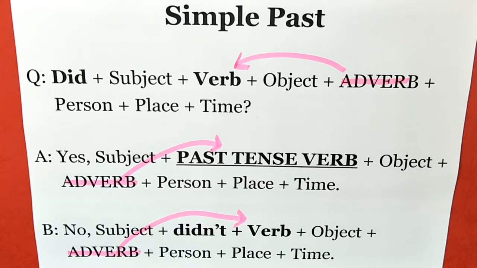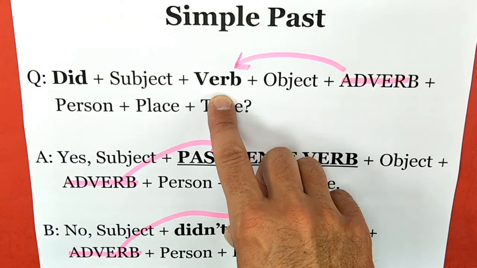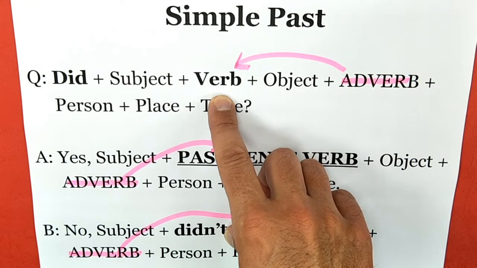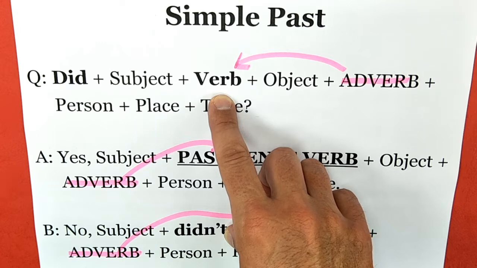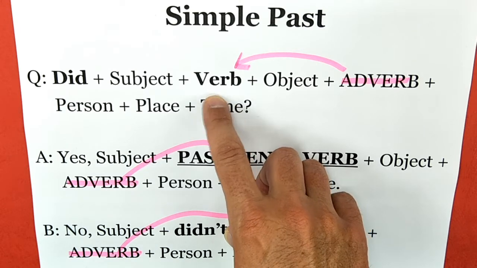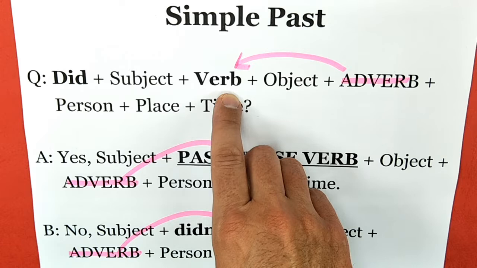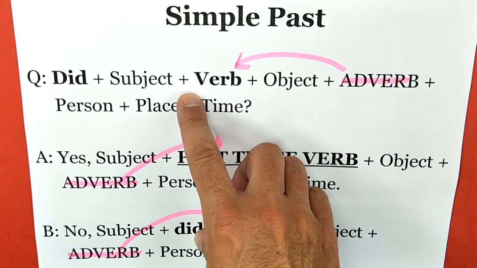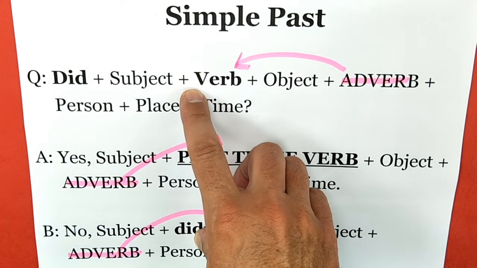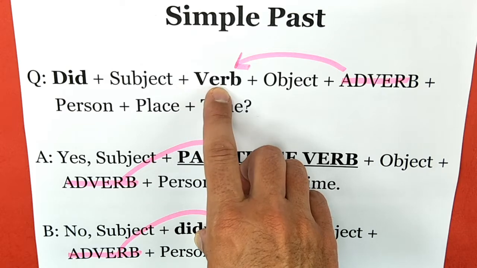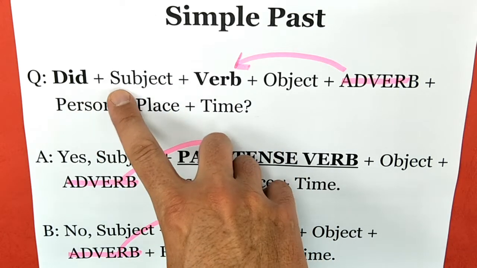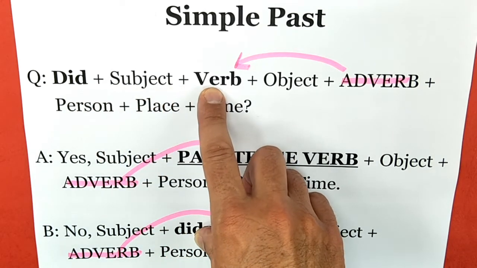Every simple past question is going to use the helping verb did. Look at the verb here. This verb does not have an ed. It is not an irregular verb. It's just the verb. Also notice in front of the verb there is no to. We do not say to plus a verb. No. It is did plus subject plus verb.